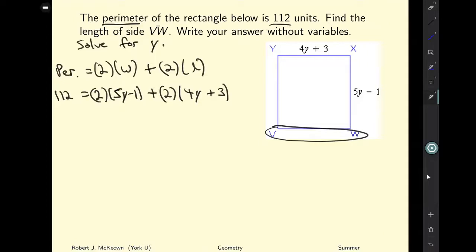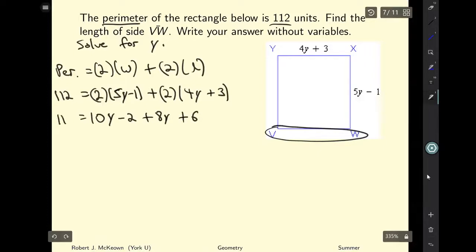Now we're going to multiply out the brackets, and we end up with 10y minus 2 plus 8y plus 6, and that whole thing is equal to 112. Now, combining like terms, I'm going to have 18y plus 4, and that's like minus 4 off both sides. We've got 108 is equal to 18y.